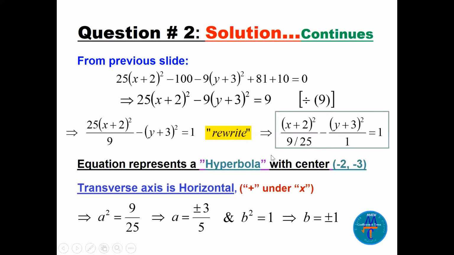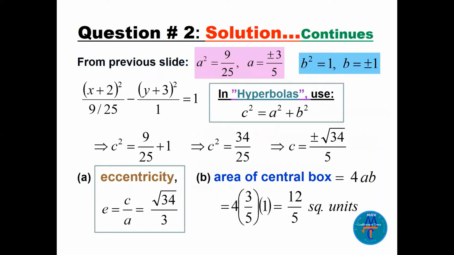Now this is a hyperbola. The center is (-2, -3), the h, k, remember that. The transverse axis is horizontal. So a squared is now 9 over 25, so a is plus or minus 3 over 5. b squared is 1, so b is plus or minus 1. Okay, now we start answering the question.